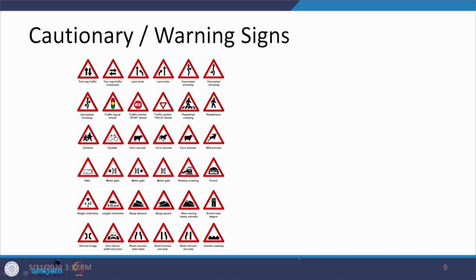Now, if you look here, what you can find is that there is two-way traffic, and there is traffic coming from a driveway which is constrained or concealed at certain points because of what is there on the roadside. Okay, there can be different types of animals crossing the road, wild animals or cattle, that can be a possibility. Then there is a railway crossing, motor gate, different types of grades, height restrictions, ascents or descents, uneven roads. So, whatever types of things are there, they are going to be depicted by way of these signs.